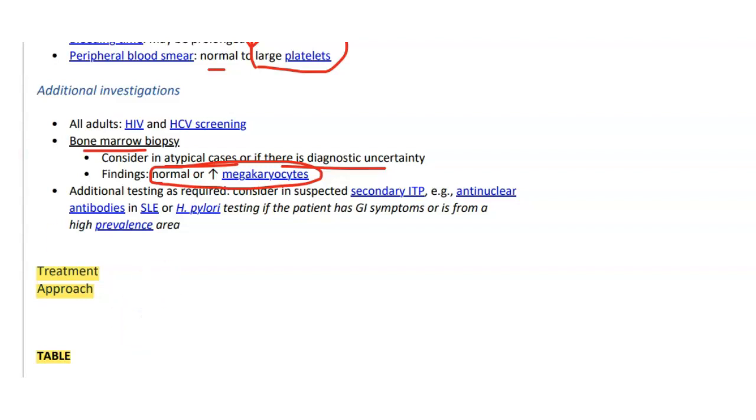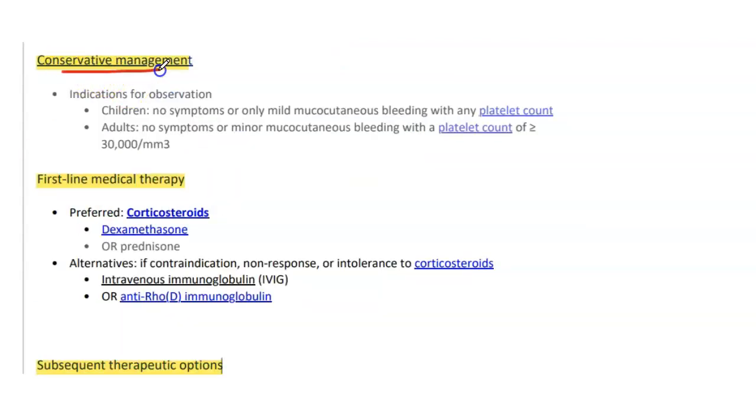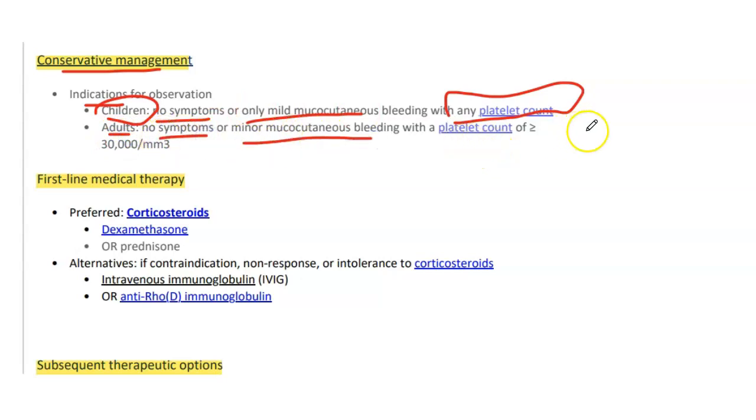Now treatment. In treatment we have conservative management. What are the indications for conservative management? One is a child presenting with no symptoms or only mild mucocutaneous bleeding with any platelet count. For the child, it is usually a self-limiting disease. For adults, it is no symptoms or minor mucocutaneous bleeding with a platelet count of greater than or equal to 30,000. So if the platelet count is greater than 30,000 in adults, we usually do conservative management, and for a child with any platelet count, we have the option of conservative management.